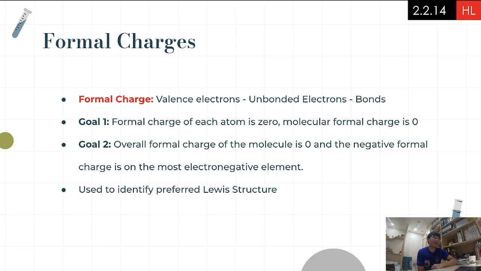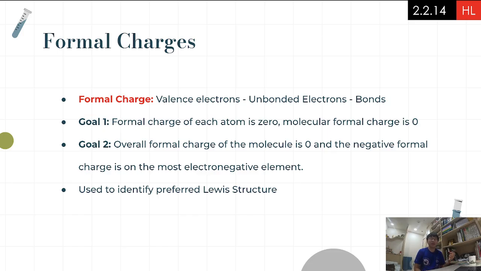The formal charge of an atom is how many valence electrons it has, minus how many unbonded electrons it has, minus how many bonds it has. There are two goals you want to achieve for a molecule regarding formal charges. The first goal is you want the formal charge of every atom to be 0 and the entire molecular formal charge to be 0. For the molecular formal charge, you just add up all the atomic formal charges.